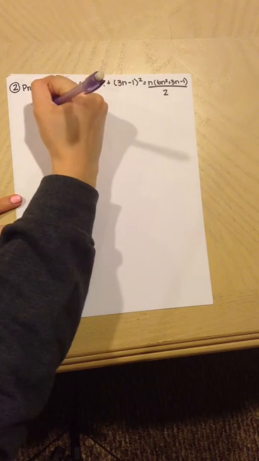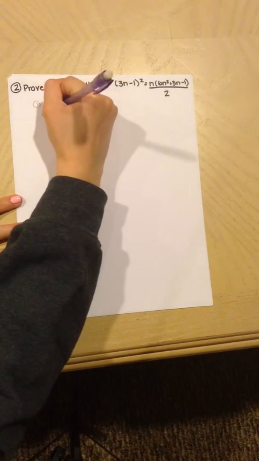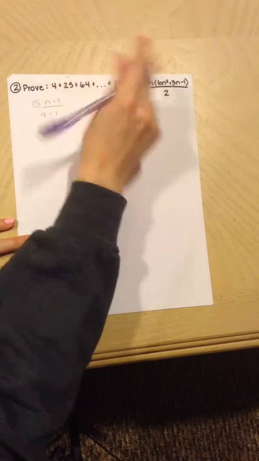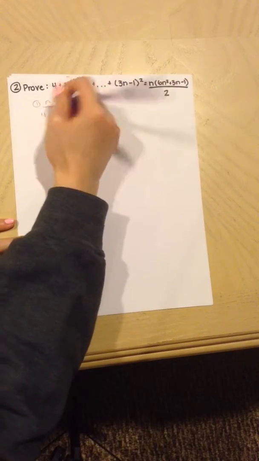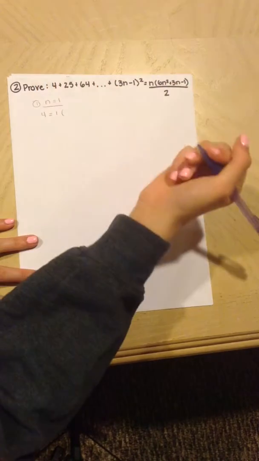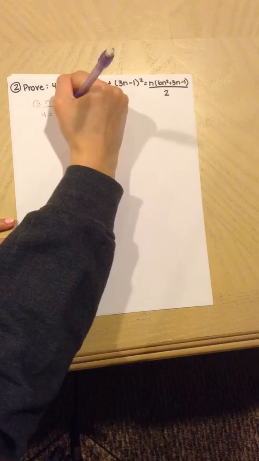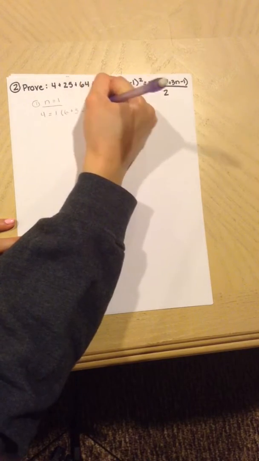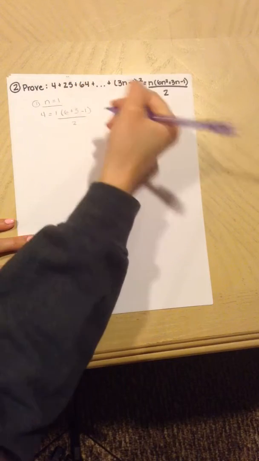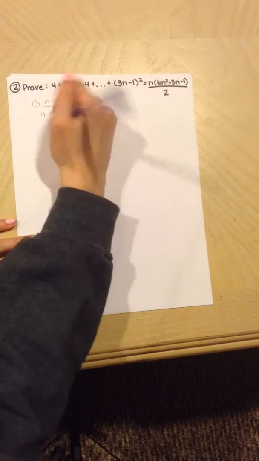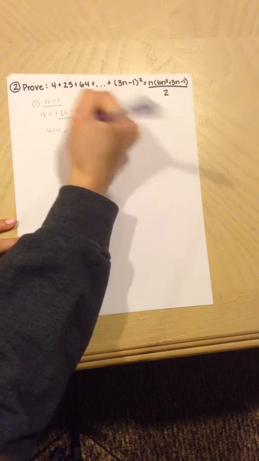So first term is 4, 4 equals 1 times, plug in 1, 6 plus 3 minus 1 over 2. So it gives you 9 minus 1 is 8 over 2, so 4 equals 4.